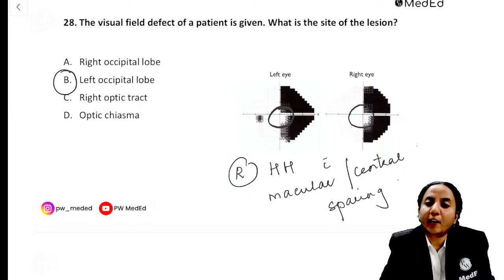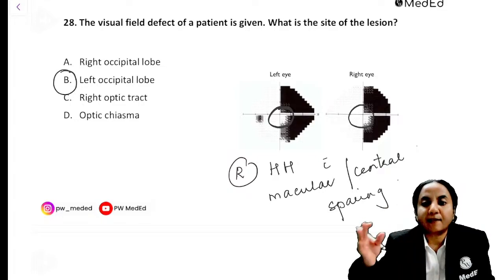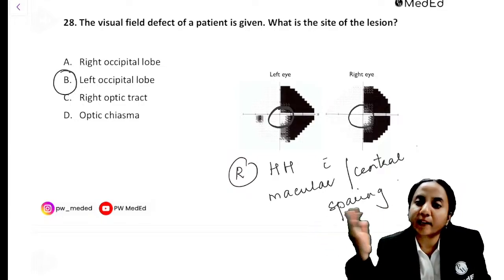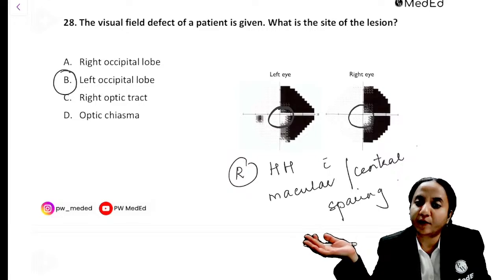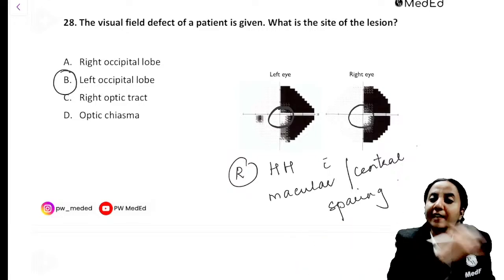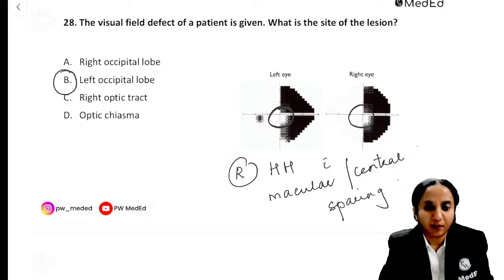So central sparing or macular sparing, you know that it is because of the occipital lobe. So a right-sided homonymous hemianopia with central sparing means the site of lesion is on the left side, that is the left occipital lobe.